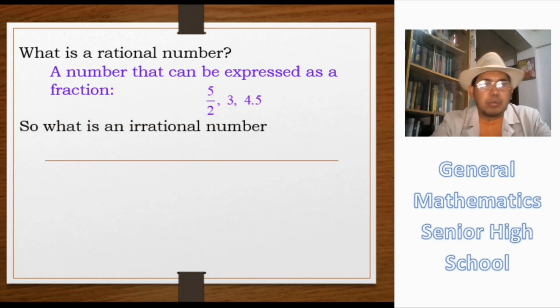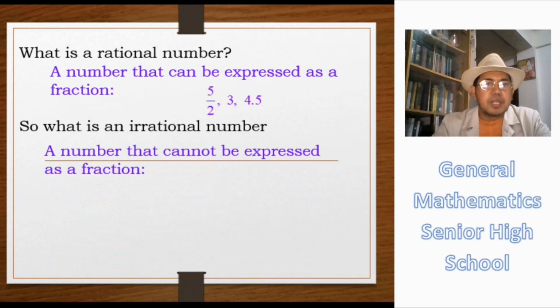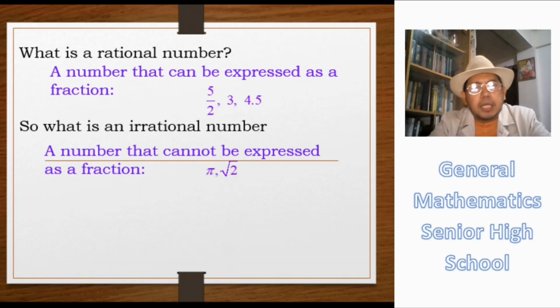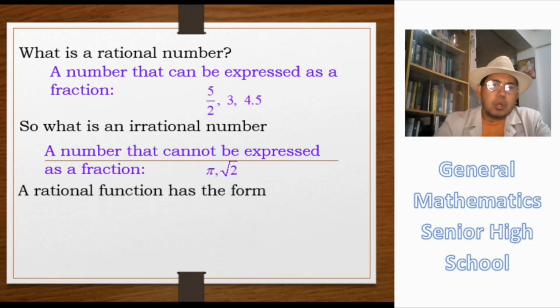Another thing that you need to understand is the irrational number. Now, what do we mean when we say irrational number? Irrational numbers are numbers that cannot be written as a fraction. Say, for example, pi, or the square root of 2. These numbers cannot be written in fraction form. So, those are the things that you need to understand.